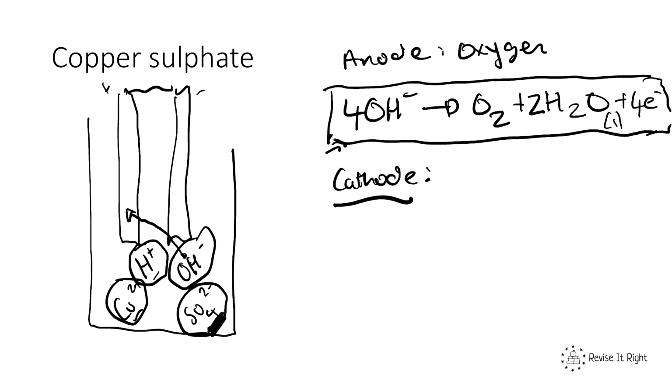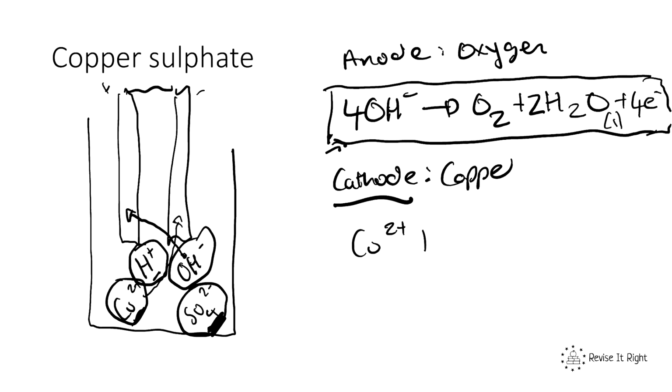Now remember the rule is if the metal is more reactive than hydrogen, hydrogen will be produced. If the metal is less reactive than hydrogen, then the metal will be produced. So we need to look at our reactivity series. Copper is less reactive than hydrogen in our reactivity series, and that means that copper will be produced. So copper will be the one that is produced at the cathode because it is less reactive than hydrogen. And we need to do our half equation for that.